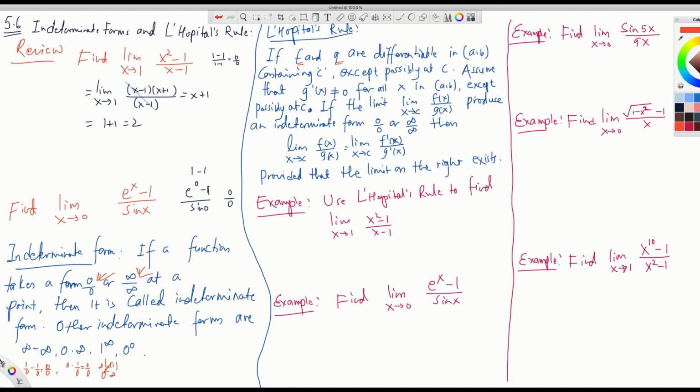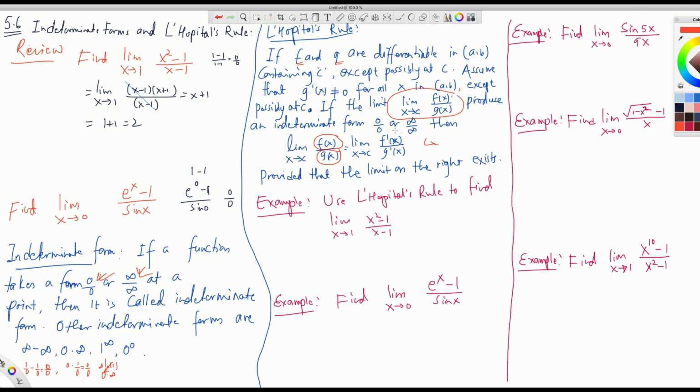And if the limit as x tends to C of f(x) over g(x) produces an indeterminate form, 0 over 0 or infinity over infinity, then that limit can be written as the limit as x tends to C of f prime of x over g prime of x. What does it say? If you're trying to find this limit, you can find the derivative of the top directly and the derivative of the bottom directly, and then plug in the limit. You don't have to do the quotient rule here.